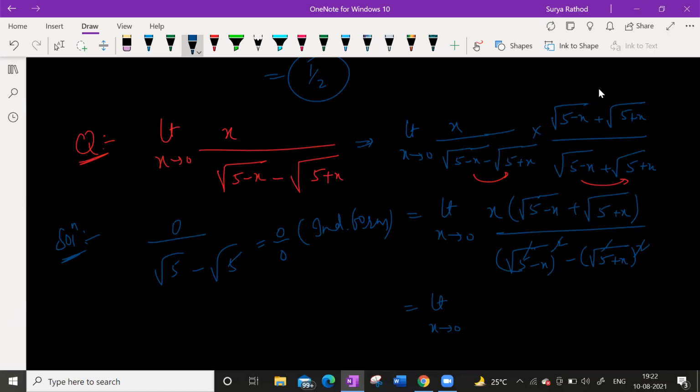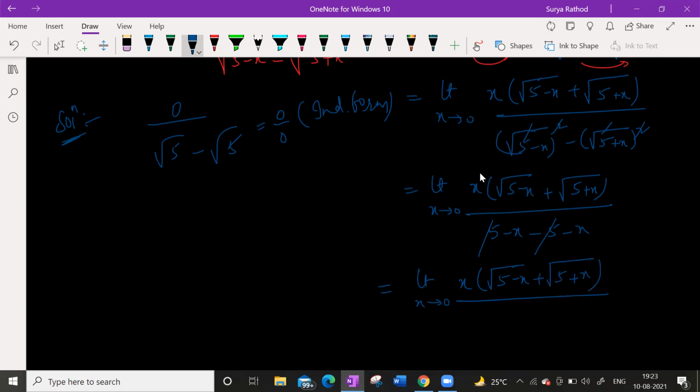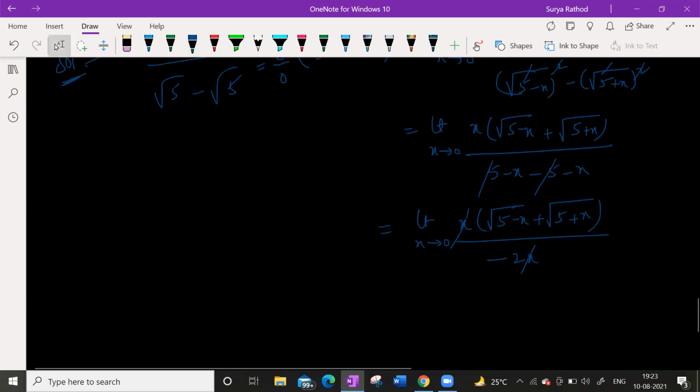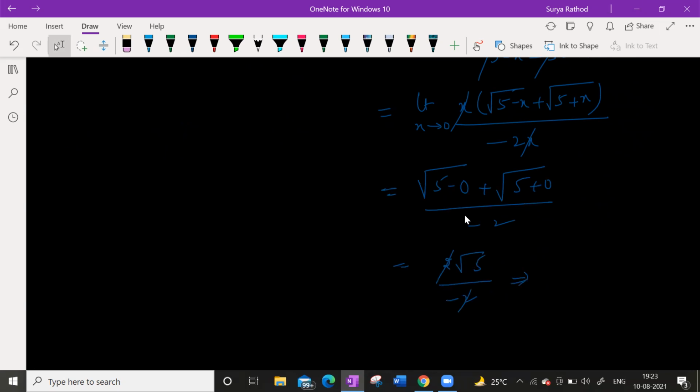So look at this here. Five minus x plus five plus x, divided by five minus x minus x minus x. What can I do? Plus five and minus five will get cancelled. Limit x tends to 0, x into the conjugate. So minus x and minus x is minus 2x. x and x will get cancelled here. After cancellation, you apply the limits. Substitute the x values now: 5 minus 0 plus 5 plus 0, so this gives 2 times root 5 divided by minus 2. 2 will get cancelled. What is my answer? Minus root 5 is the answer.